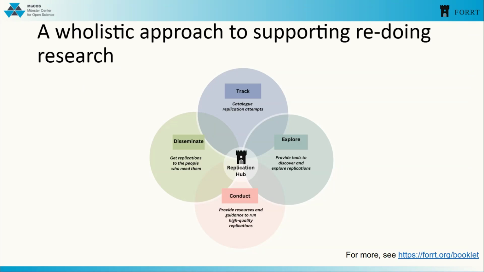And the 4 areas that you can see here, track, explore, conduct, and disseminate, they are derived from common challenges in the area of replication research. So, for example, in the past, it has been difficult to find out if a study had been subject to a replication attempt. So what we do is offer ways to track replications. Then from a meta-scientific perspective, but also as an individual researcher working in a specific field, a way to browse and explore existing replications is really needed and useful. So that's what the explore area is for.